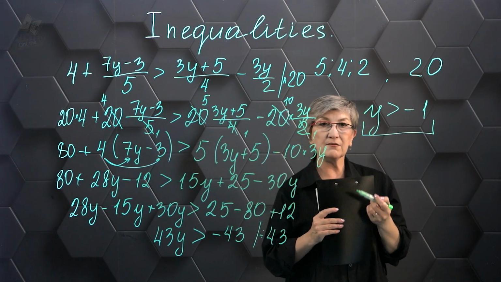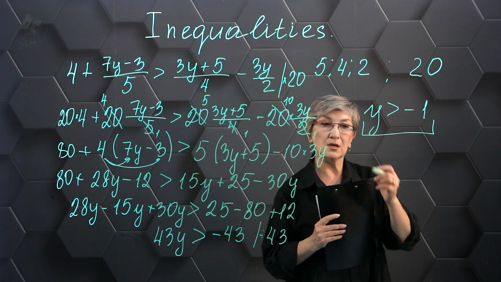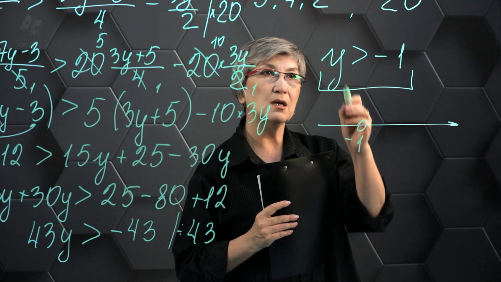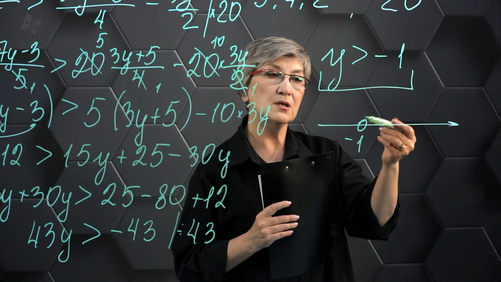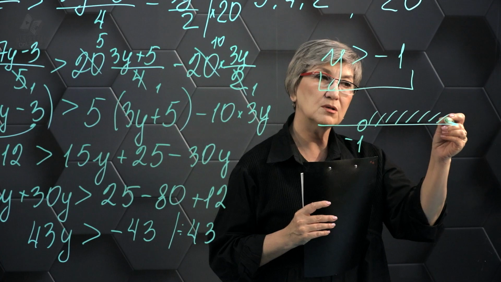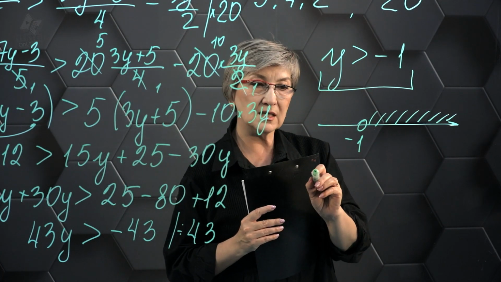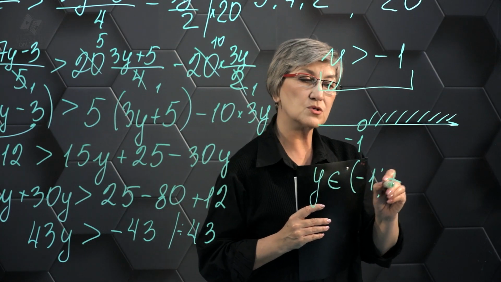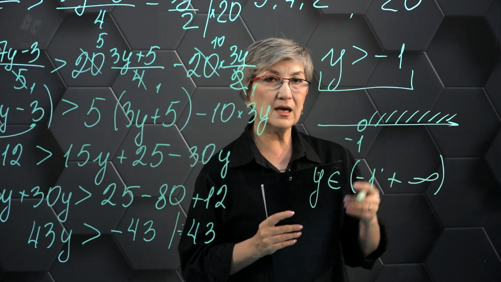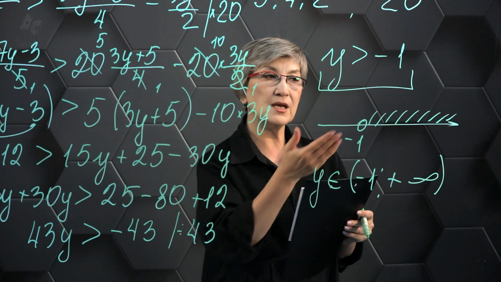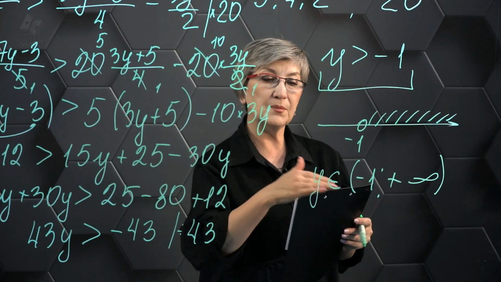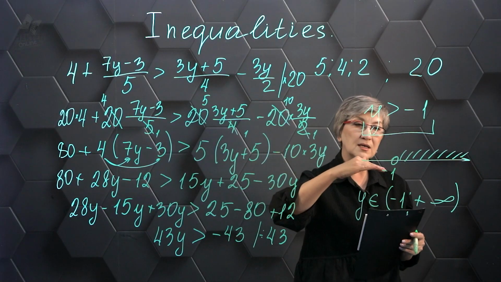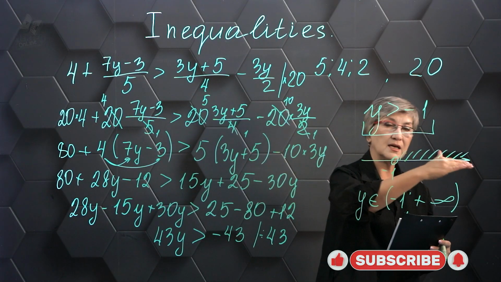Let's write this solution in the form of a numerical interval. But for this, we will mark the point -1 on the number line. Y is greater, to the right of the number -1. And then I see that y belongs to the interval from -1 to plus infinity. I show the solution on the number line so I won't make a mistake when writing the interval, because I can see where my solution starts and where it ends.